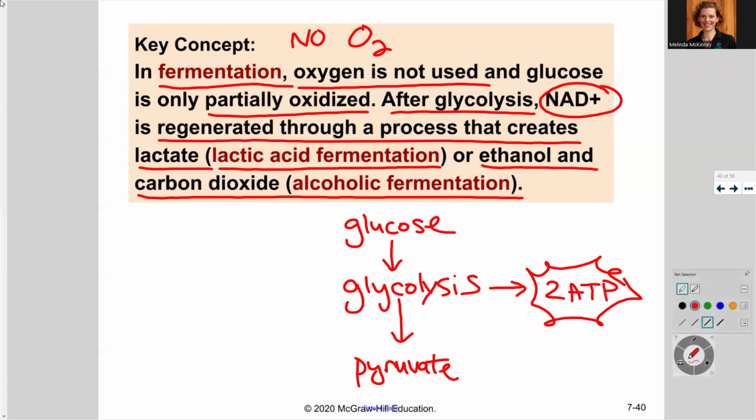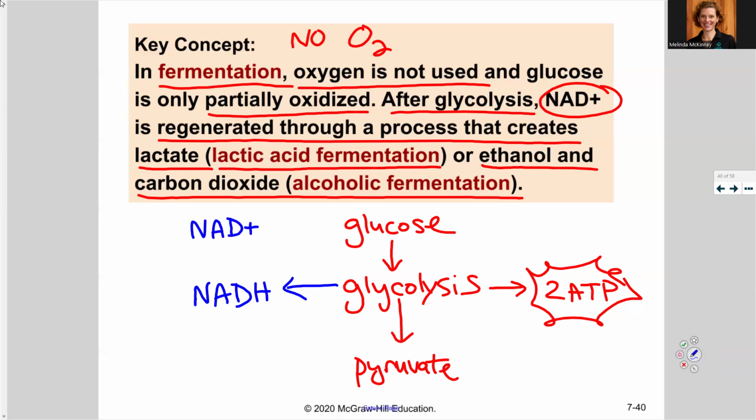Glycolysis also generates the electron carrier NADH. Okay, so if you remember, NAD plus is the form that does not have the electrons. Once it has the electrons, so the electrons come off of glucose and they're actually added to NAD plus to create NADH.